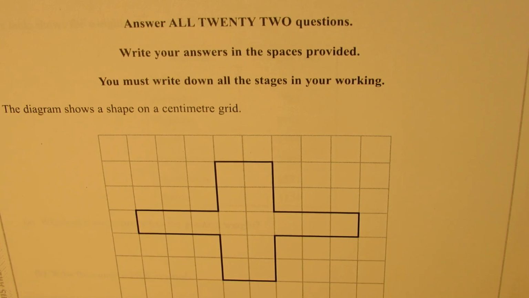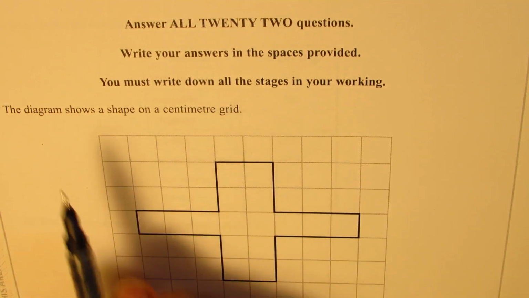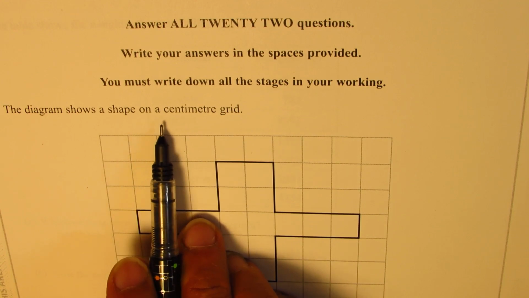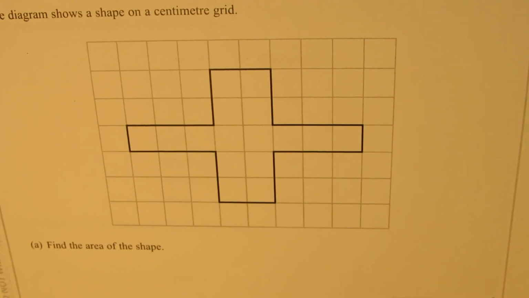Here is question number 1. There are in all 20 questions. We will start with question number 1. The diagram shows a shape on a centimeter grid. Find the area of the shape. Now, to find the area, you can pause the video, answer this question, then look into my solutions. So let's go through the questions.